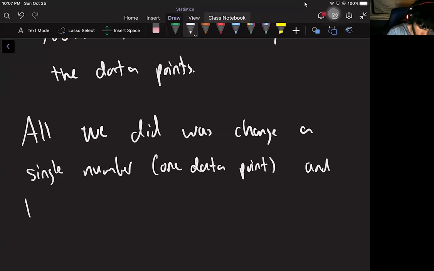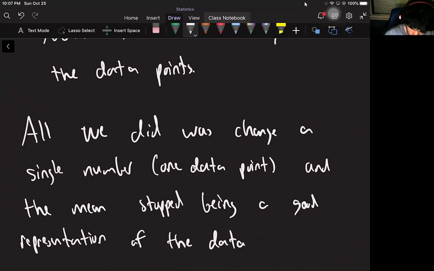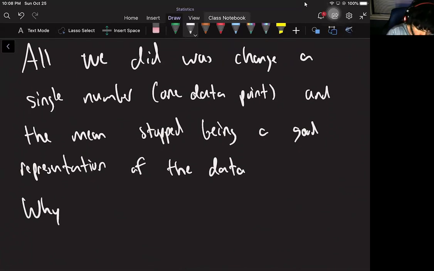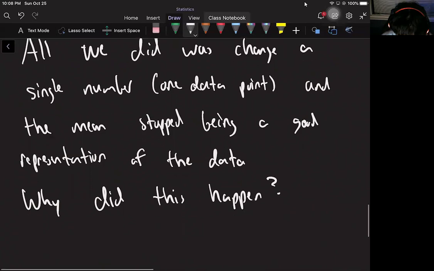And what happened was the mean stopped being a good representation of the data, AKA it stopped being a good typical data point. So why did this happen is what we should think about next. What is it about this process that creates the mean that means that if I change one thing, then it all stops working?